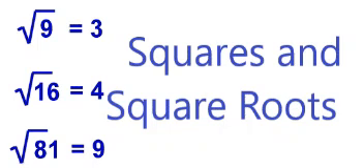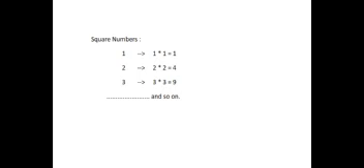Today we are going to see about squares and square roots. A square number is the product of some integer with itself. For example, 1 into 1 equal to 1, 2 into 2 equal to 4, 3 into 3 equal to 9 and so on. Next, properties of square numbers.